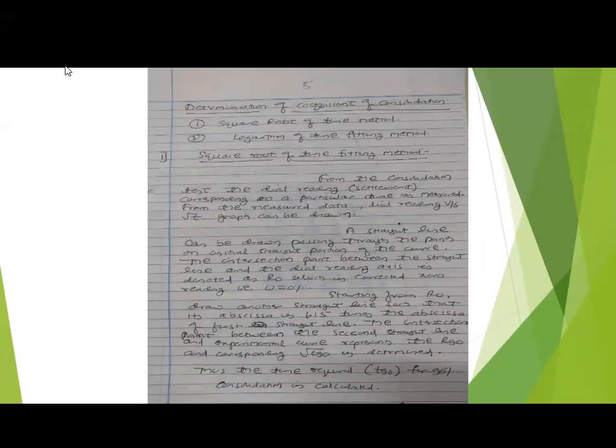Go through both the methods. See, I am trying my best to explain to you. Maybe sometimes, as it is online classes, it is difficult to understand. I am sharing the slides. I am sharing the videos. You can go through them. If you have any doubts, read it and try to understand on the same day itself.